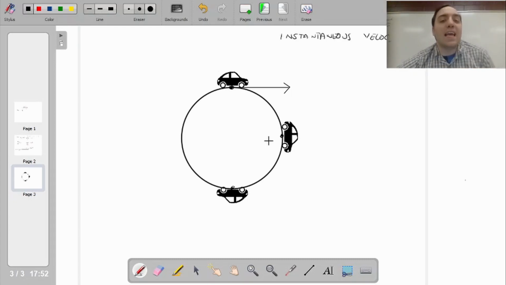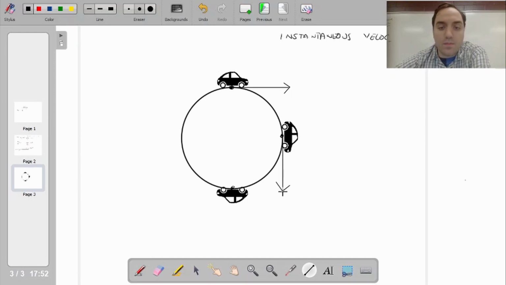Now, an instantaneous velocity, again, is just what it sounds like. It's the velocity at a moment in time. It's what we've been using for all of our calculations and examples. At this specific instant, how fast are you going? What direction are you going? And we can do the same, talk about it here.